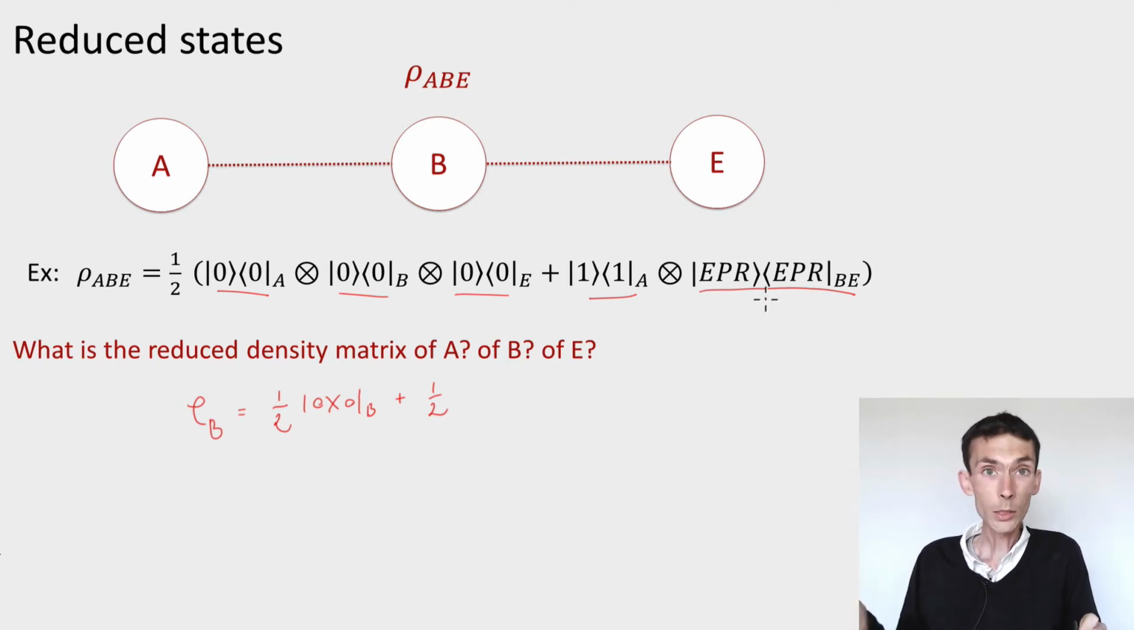It seems like I need to take E into account. But that's not good. In practice, maybe E is very far away. I do want to be able to describe the state of B system completely ignoring E. It's not going to be a pure state, it's going to be a mixed state, but I ought to be able to find a description of that state. So how do we do this?